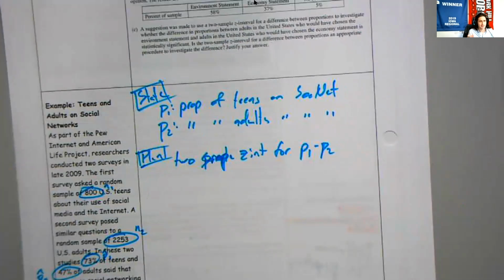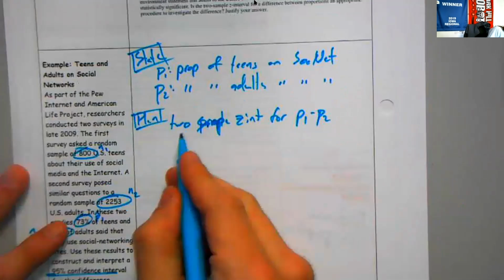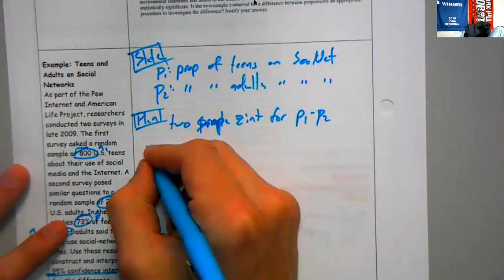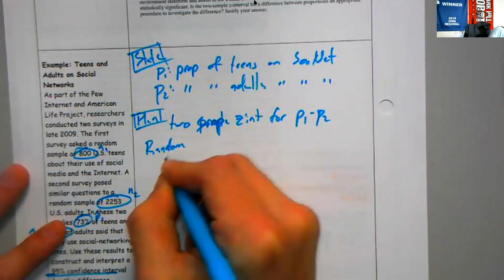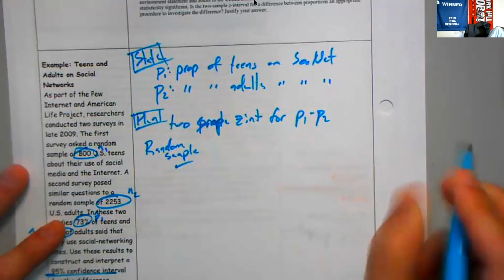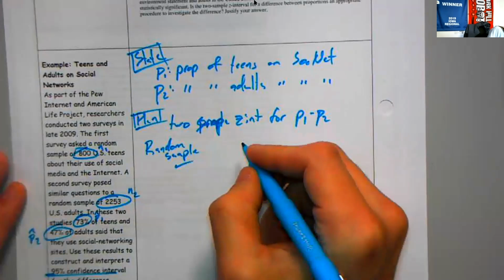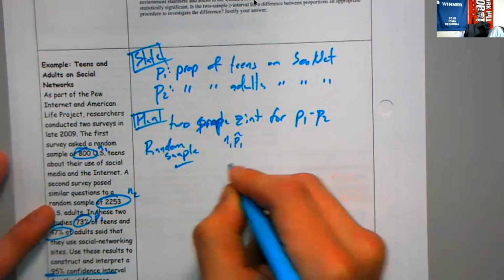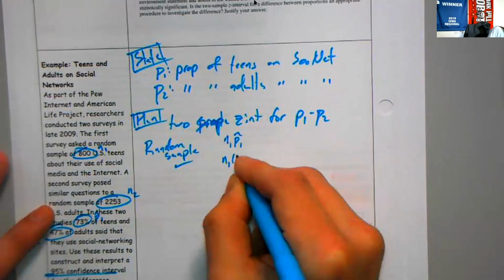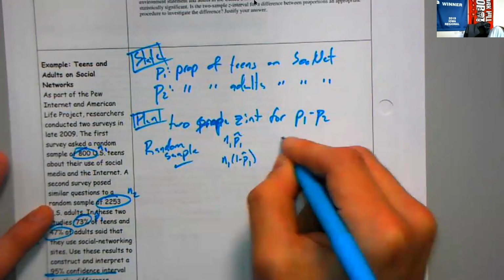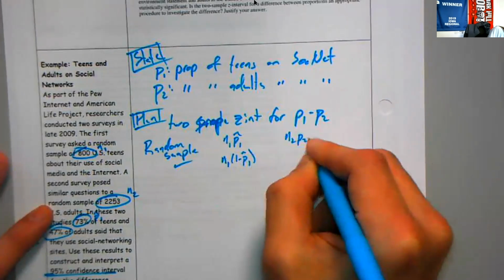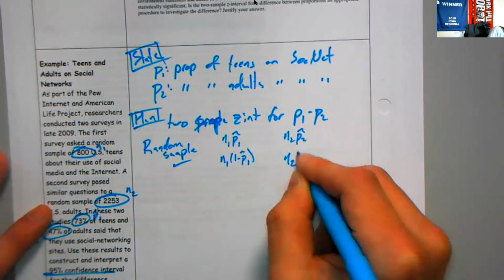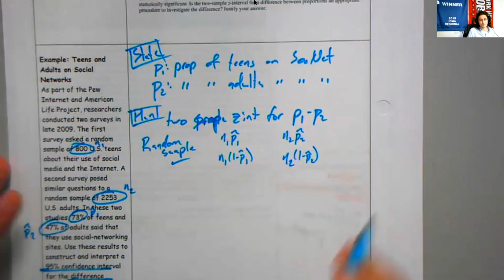Still got the assumption of normality, and now we're just using a little bit from 6.2. If you want me to justify this with the 6.2 logic, I can. You just don't need it right now. So the plan, 2 sample Z interval for P1 minus P2, and we're going to check a random sample, which we were told. We need to check that N1 P1 hat, N1 times 1 minus P1 hat, N2 P2 hat, and N2 times 1 minus P2 hat are all at least 10.